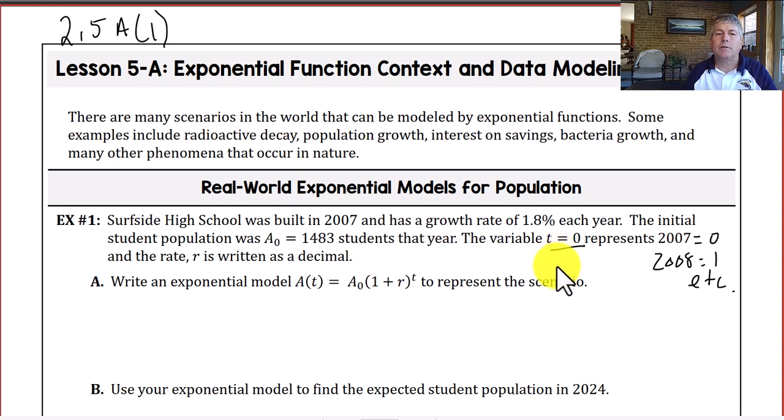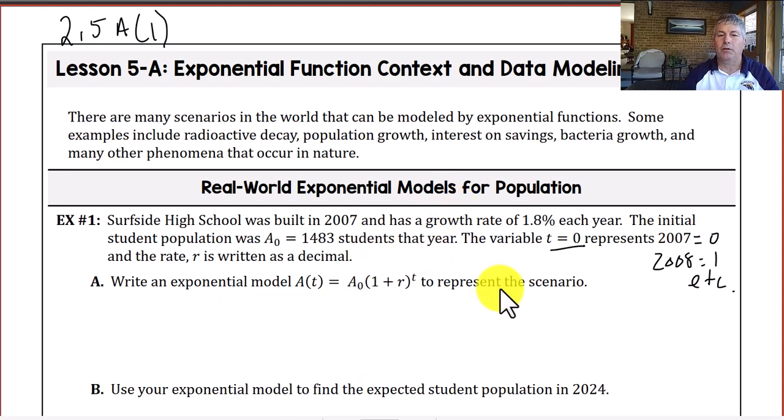Welcome back. The objectives of this video are to apply some real-world examples to exponential models. And at the end of the video, we'll even write a model given a real-world scenario. We'll write an exponential model. So let's take a look at example 1 here.